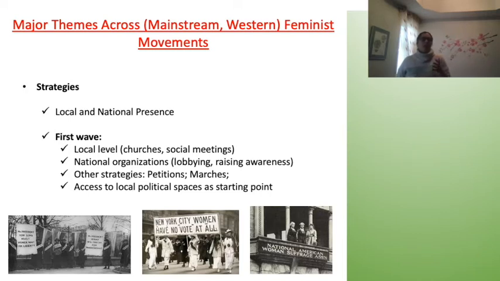Other tactics, strategies that were used in that first wave are things like petitions.